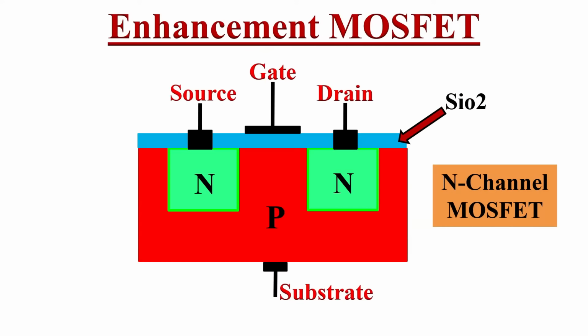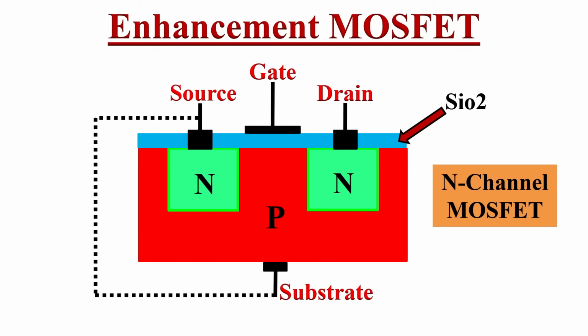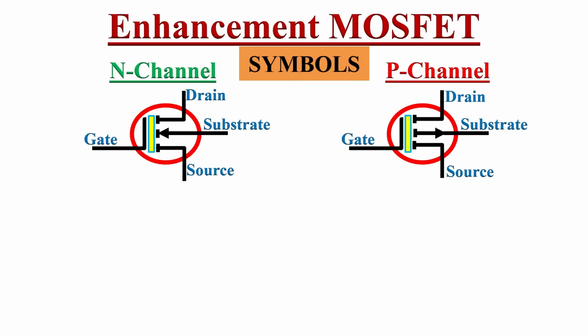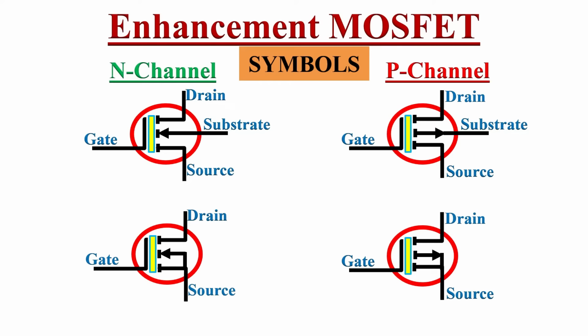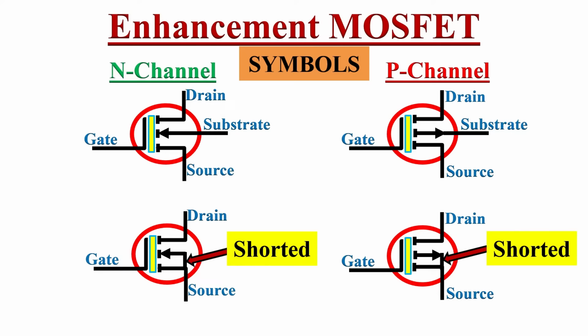In most of the MOSFETs, substrate terminal is internally connected to the source terminal. So the source and substrate terminals are always at same potential. Then we can say that only one diode junction is formed in the MOSFET. In that case, these symbols are used. Here we can see that substrate terminal is not shown. It is shorted to the source terminal.